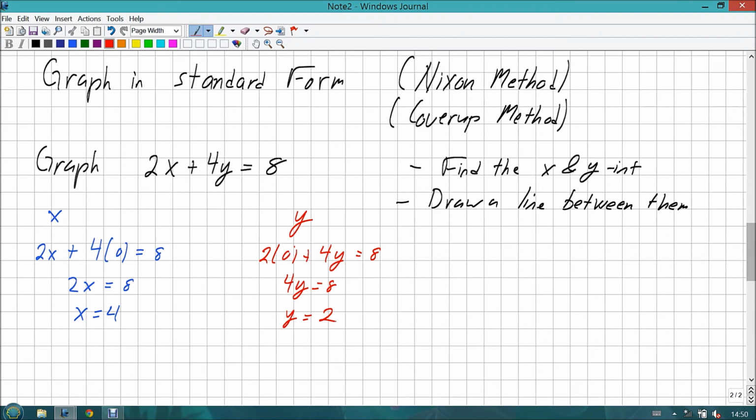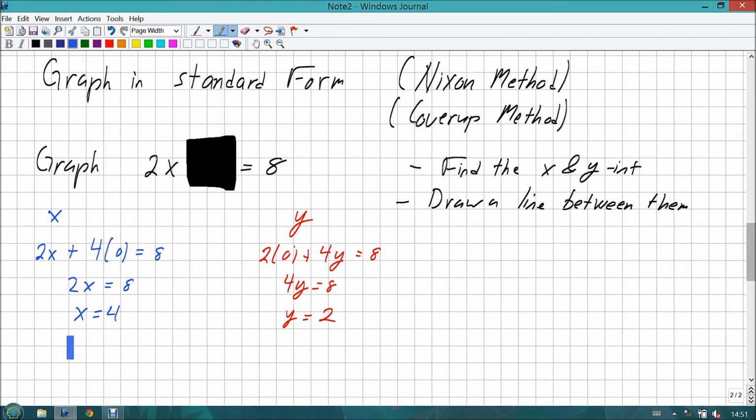But that isn't really a cover-up, is it? So here's the cover-up method. A way to do this more quickly without having to do so much work. To find the x-intercept, you cover up your y. You have 2x is equal to 8. Divide both sides by 2, you get x is equal to 4.